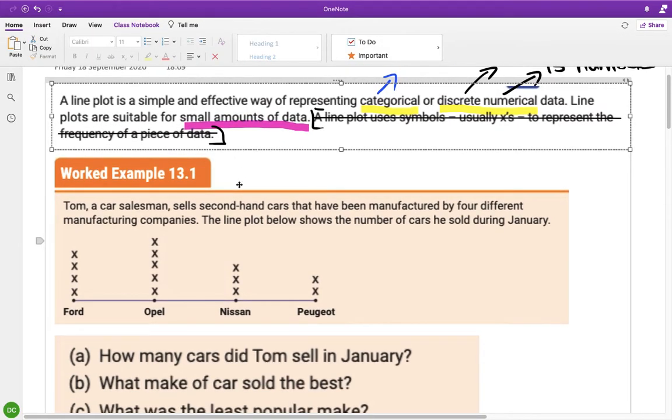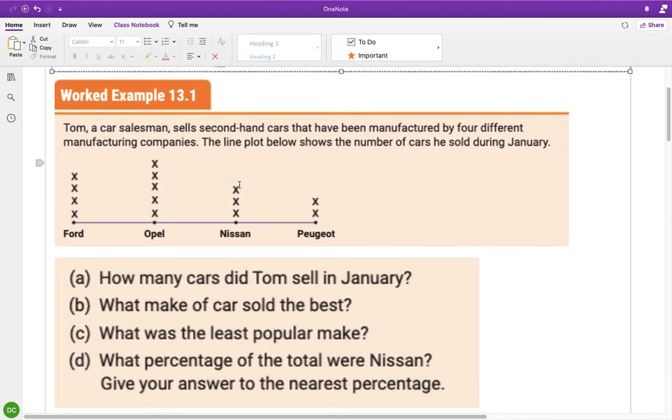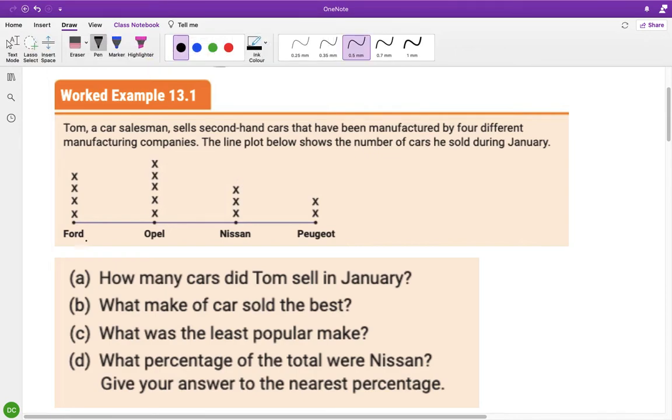So we'll have a look at this, all right? Tom is a car salesman and he sells second-hand cars that have been manufactured by 4 different manufacturing companies. So he sells Ford cars, Opel cars, Nissan cars, and Peugeot cars. And each one of these X's represents a car, okay? This is why it wouldn't work if Tom was selling 200 cars in a month, because the X's would just go up and up and up, and it's just not practical. There are better charts to use when there's huge portions of data. Okay, so let's have a look. These are nice and straightforward, I think.